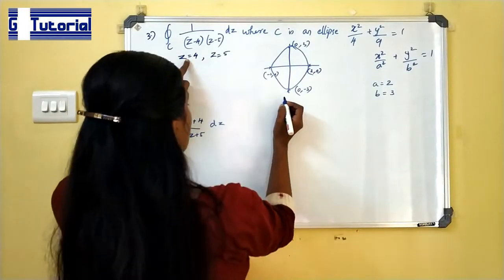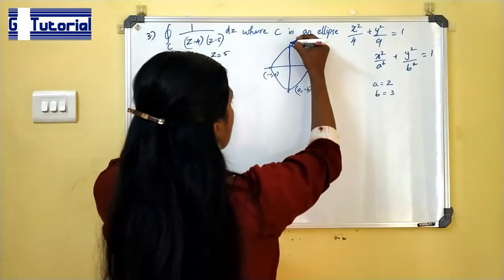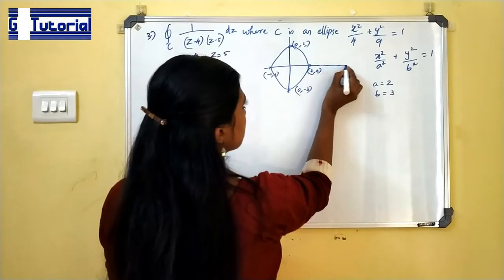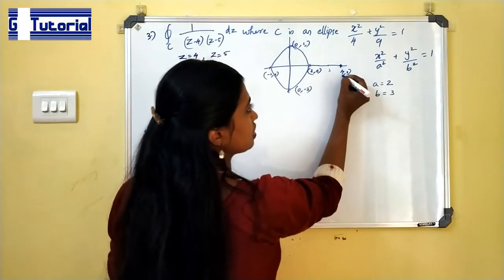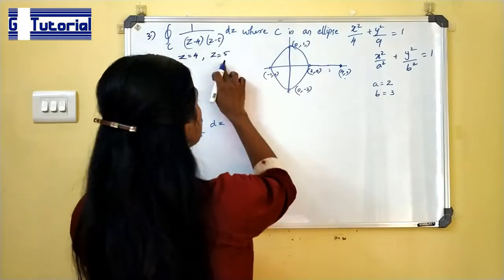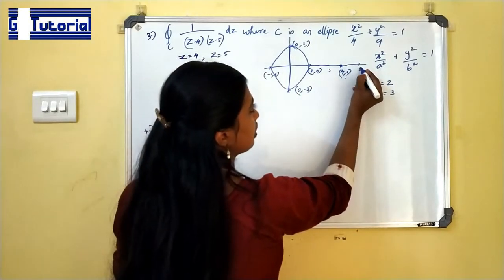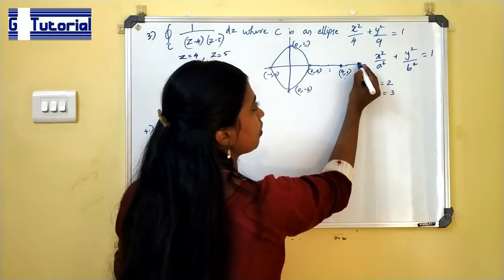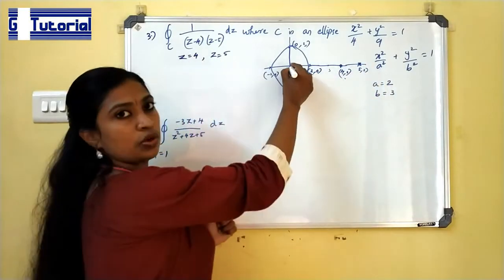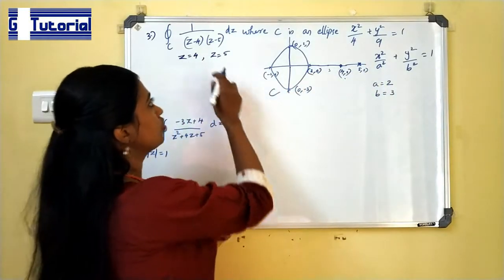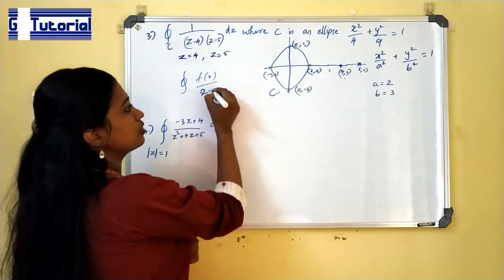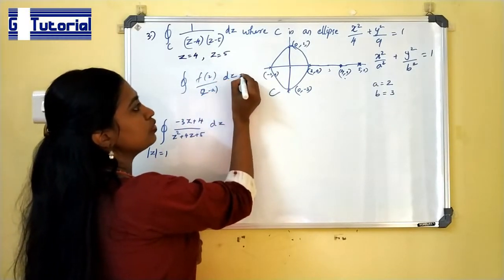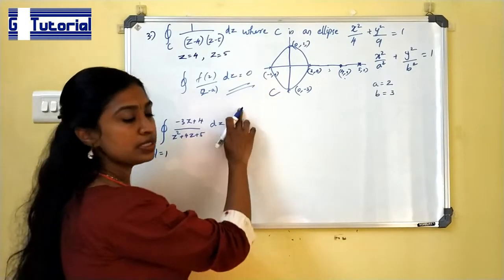Z = 4 and z = 5 are the poles. Both of these poles lie outside this ellipse. Z = 4 is the point 4, 0 and z = 5 is 5, 0. So both of these poles lie outside this closed curve C. So the integration of this dz is equal to 0. So the value is 0.